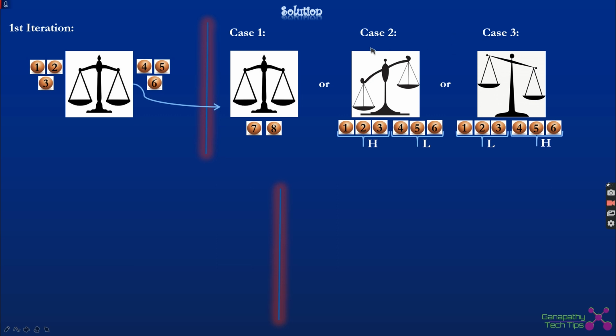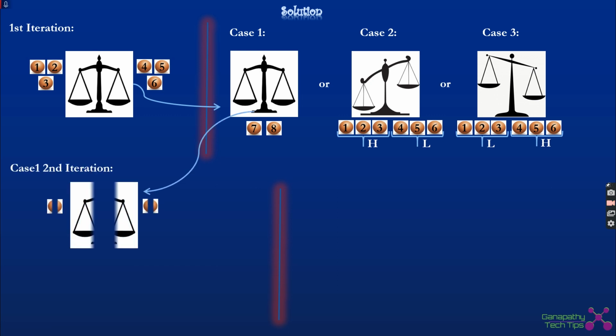We can think through these cases, case 2 and case 3, subsequently. First let us take case 1. In this case we identified my suspect is going to be either 7 or 8. Now what can I do as part of the second iteration?